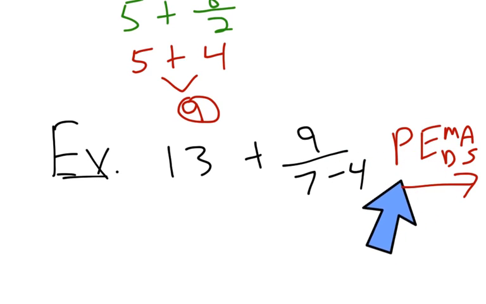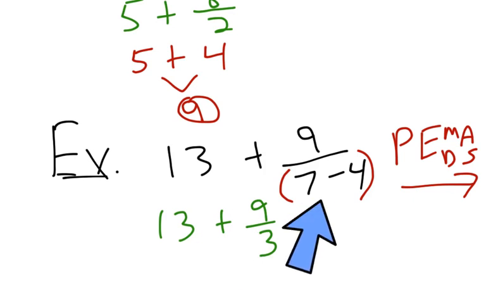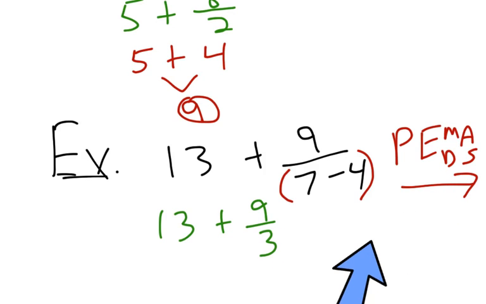All right, and now for your solution. We do parentheses first, so we need to make the parentheses on the 7 minus 4, since we have more than one number written on one side of the fraction. So it becomes 13 plus 9 over 3. And now we just have addition and division. So we do division before addition. So 9 divided by 3 is 3. So it's just 13 plus 3, which gives us 16. Hopefully you got that.